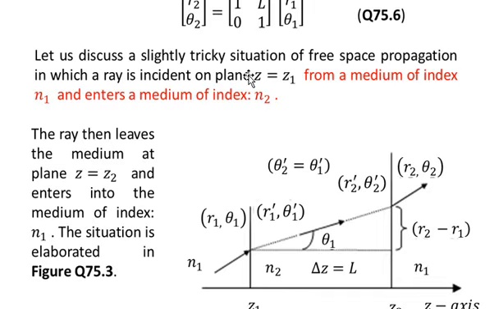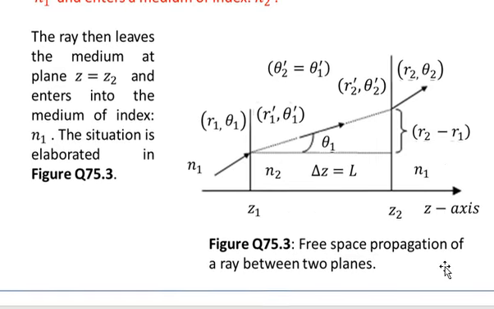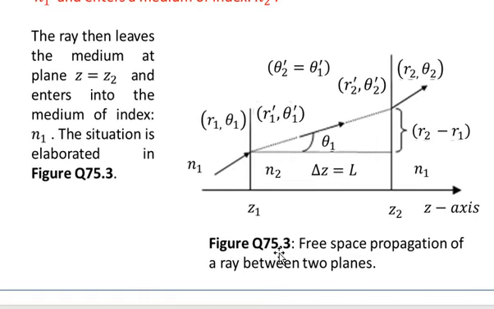Now let's discuss a slightly tricky situation of free space propagation in which a ray is incident on the plane Z equal to Z1 from a medium of refractive index N1 and enters a medium of refractive index N2, and then again it will leave the medium and enter into another medium of the same refractive index N1. So let me explain the figure first of all. This is figure number 3, free space propagation of a ray between two planes.